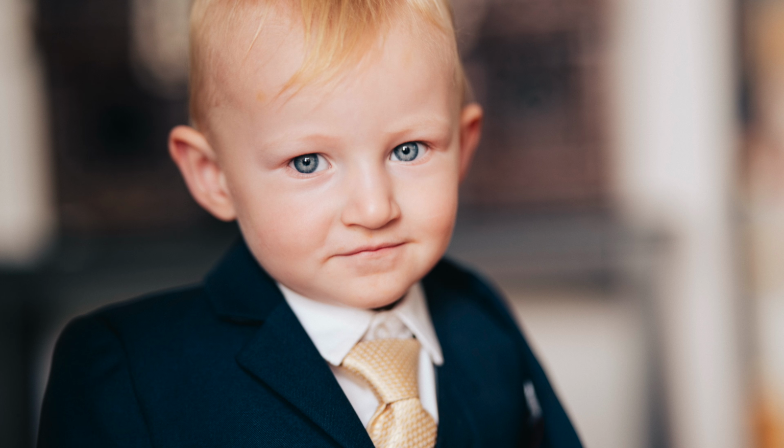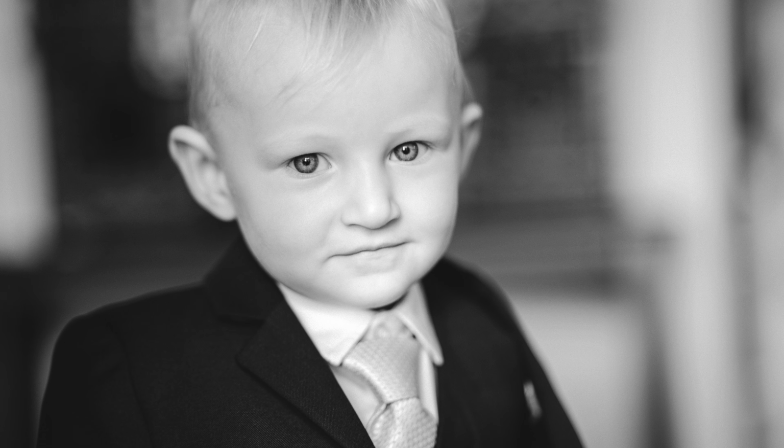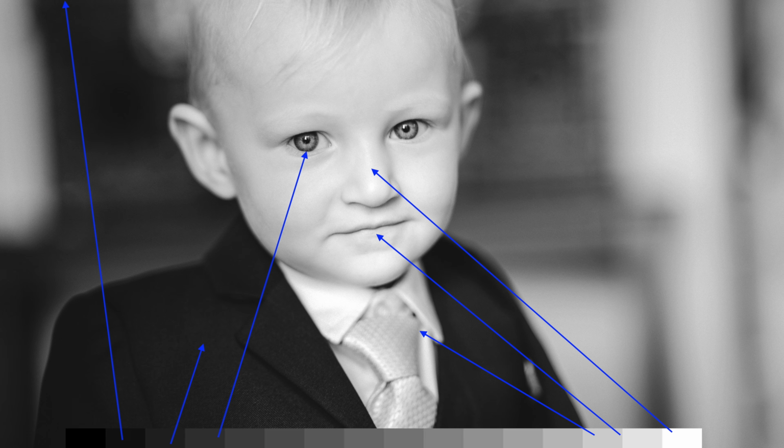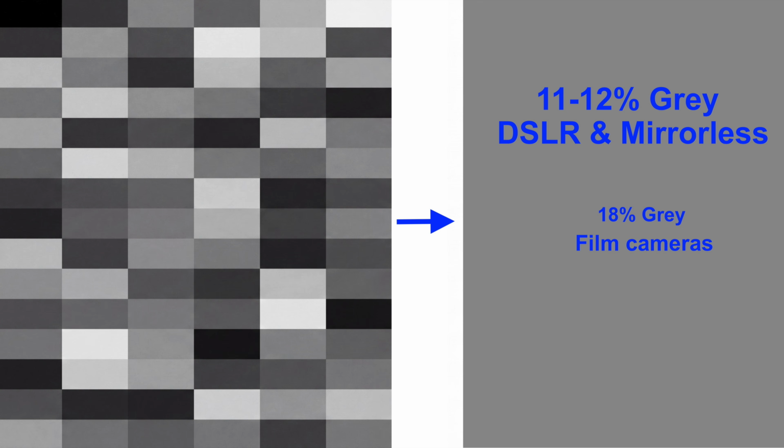So let's look at this cute image of this ring bearer from one of my weddings this year. I've converted the image to black and white first, so we can see what the camera's light meter is seeing. Now the camera will take an average of all the tones of light throughout this image, and then if I'm using a semi-automatic camera mode, the camera will then adjust the exposure so that the average of all those tones of light is to an approximate 12% grey tone.